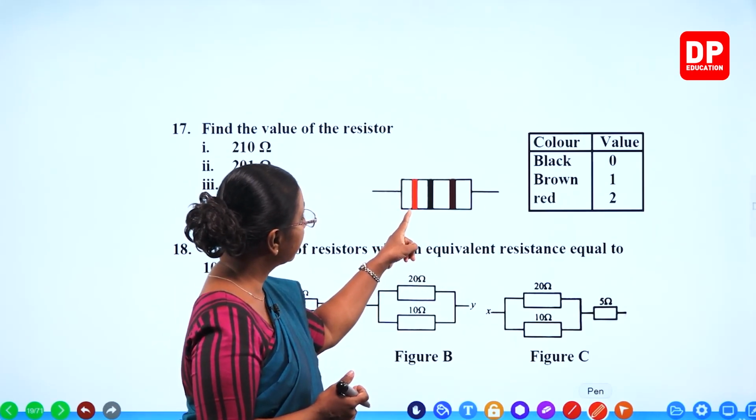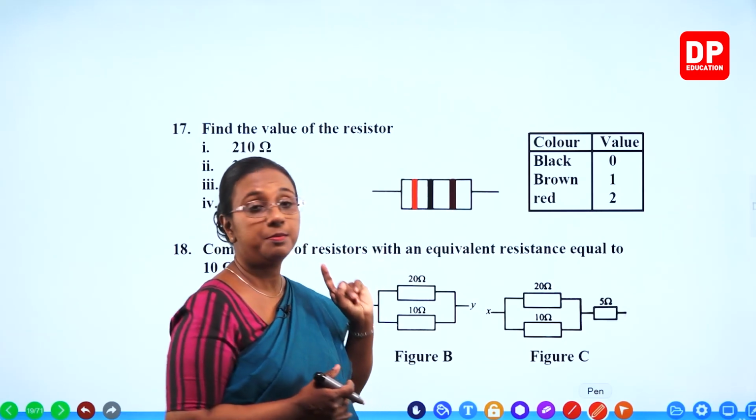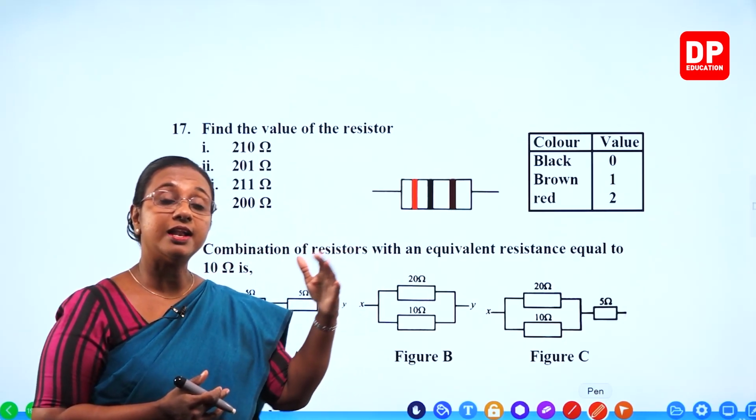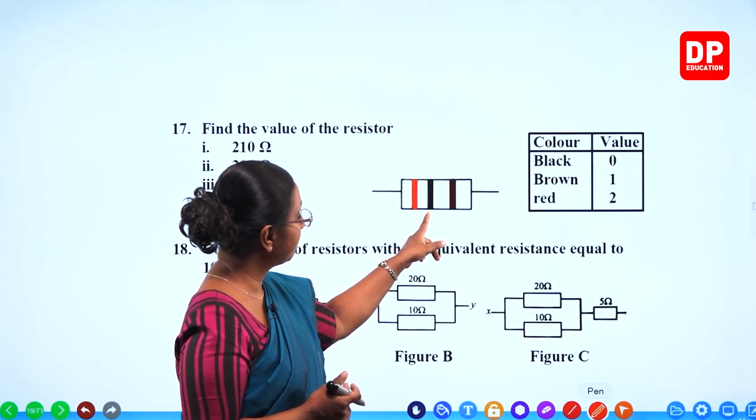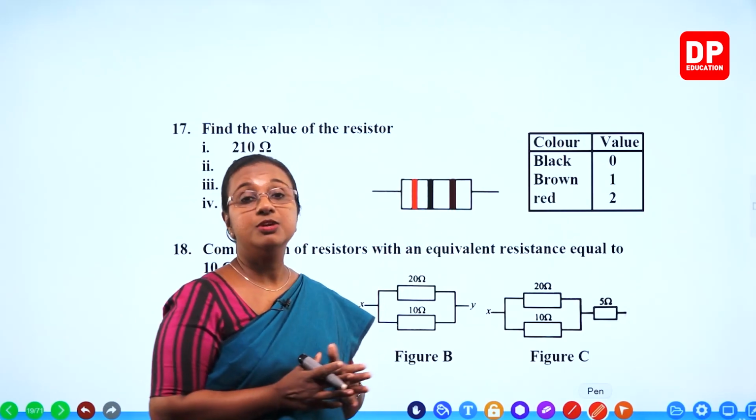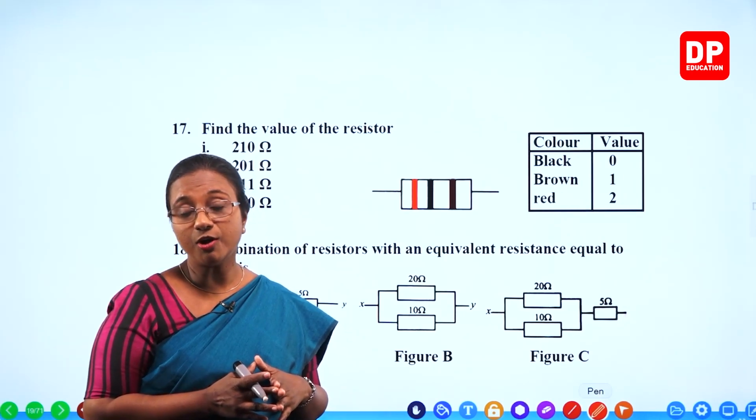So you can see the colors red, black and brown. And you all know there are values. So this is the tens place, this is the ones place, and then you have the index, the power of 10.